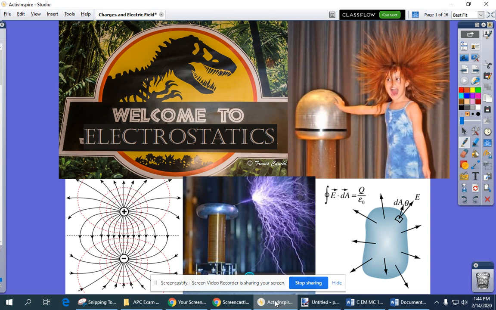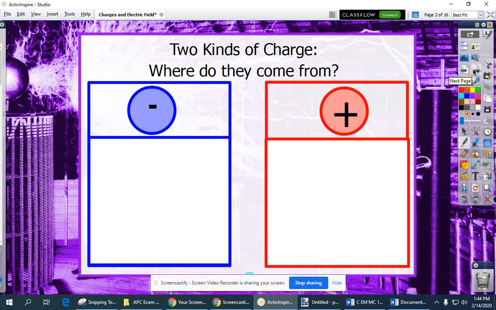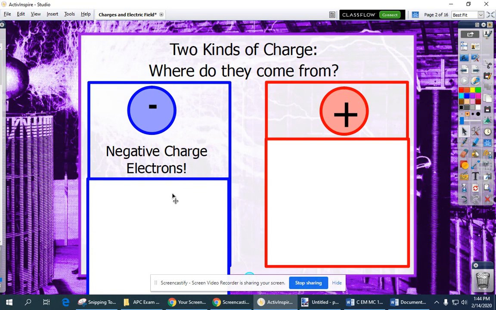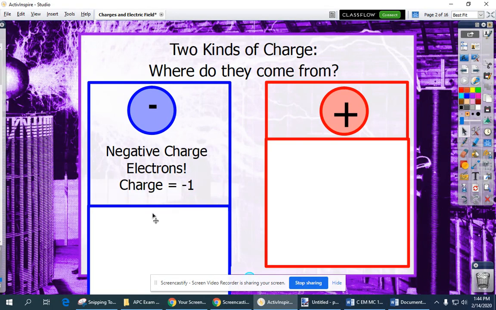This is all about charges and electric fields. So there are two kinds of charge in the universe. Where do they come from? Well, you might be familiar with some of this. Negative charges mainly come in the form of electrons. Now, there are other things in the universe that are negatively charged, but we will mostly be dealing with electrons. Electrons have a charge of -1, sort of.